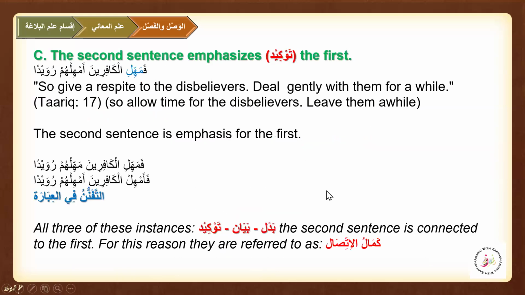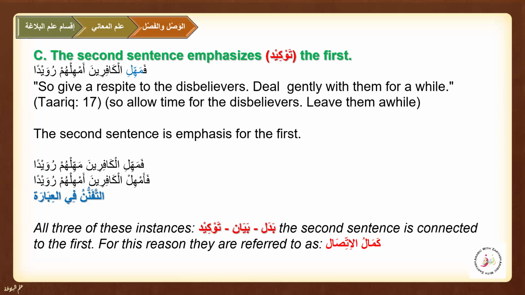Now we are going to see the next one. The second sentence emphasizes, tawqid. We learned that there is fasl when there is a close link, and the close link can be created by badal, it can be created by the bayan. And the third one is it can be created when there is emphasis or tawqid in the sentence. So the second sentence emphasizes, or there is tawqid of the first one.